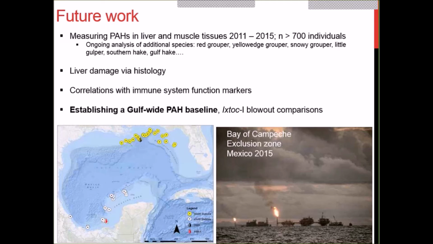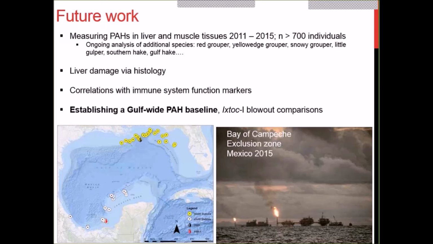Second, we've got liver tissues saved to do histological analysis. I'm hoping I get to do that work where we're looking at liver tissues to see if there are any abnormalities, any lesions, any cancers, and then we can correlate that with the PAH data. We also want to correlate with immune system function markers. We've got a student in the lab developing markers for immune system function in these same individuals. So I want to correlate my data with hers to see if a fish has higher levels of PAHs, do they have a compromised immune system?